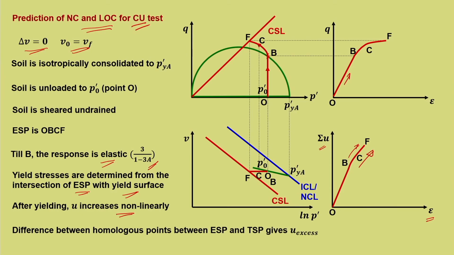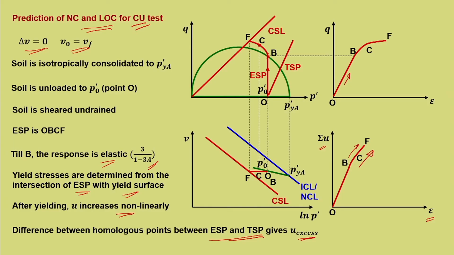Difference between homologous points between ESP and TSP gives U excess. So, if you want to predict excess water pressure, that is also possible because we know in undrained test what is the total stress path. This is the effective stress path and this is the total stress path, it is at a slope of 3. So, any difference between these homologous points, meaning the same point on ESP and TSP, that difference is going to give U excess.